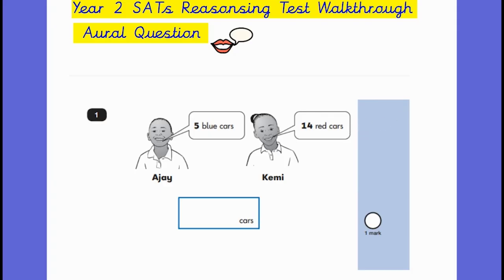So this first question would have been read to them. AJ counted 5 blue cars. Kemi counted 14 red cars. How many cars did they count altogether? Write your answer in the box. And the teacher can repeat the information in bold, so the information about AJ and Kemi, and then children have to write their answer. So in this case, they just have to add 5 and 14 together to make 19.